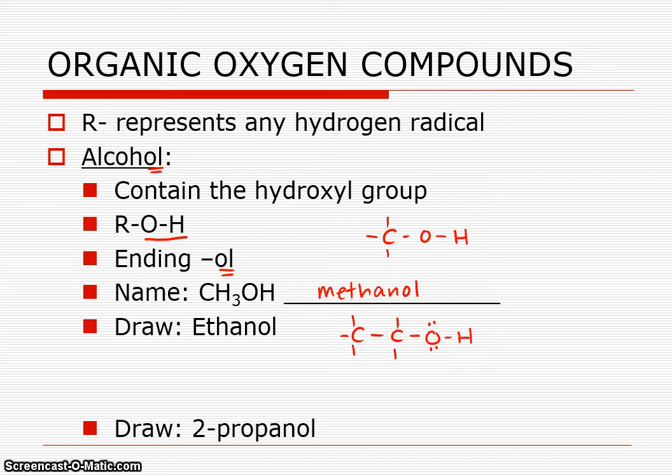And then to draw 2-propanol, let's do the same thing. Prop is our prefix for 3 carbons. So 1, 2, 3. And the 2 is telling us that that hydroxyl group is on the second carbon. So I can put OH. And now go in and I'll fill in my hydrogens so that we're done.